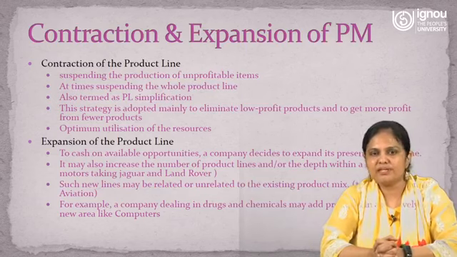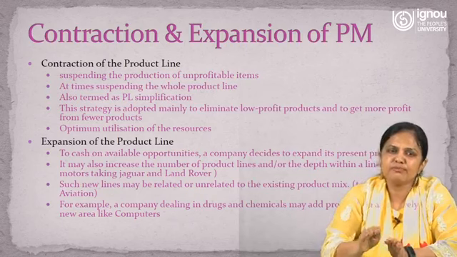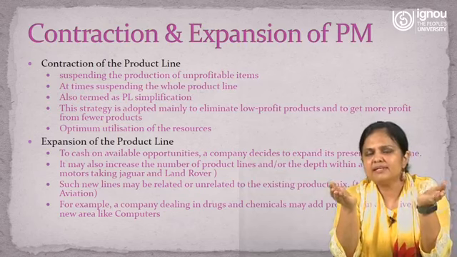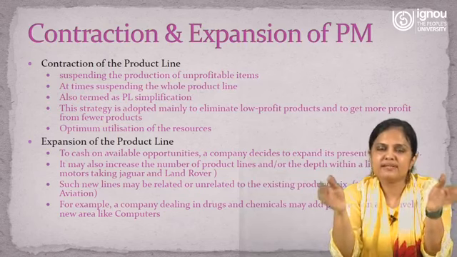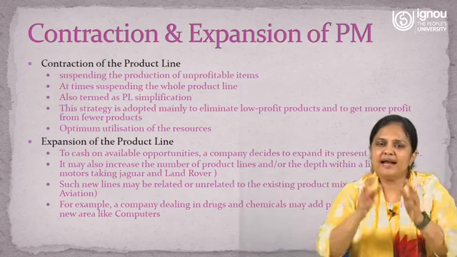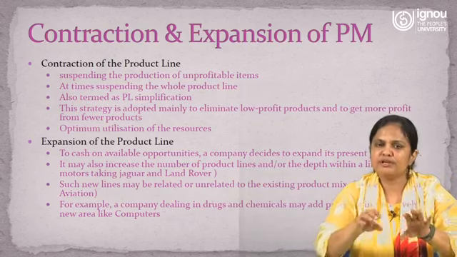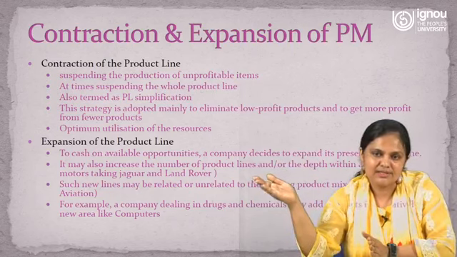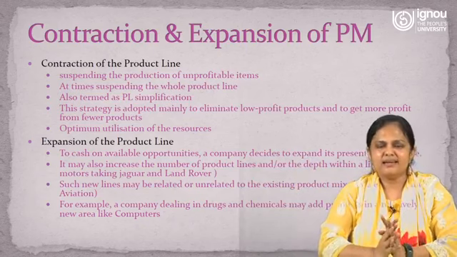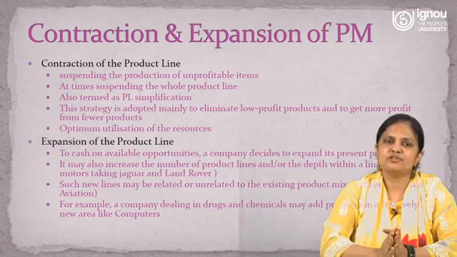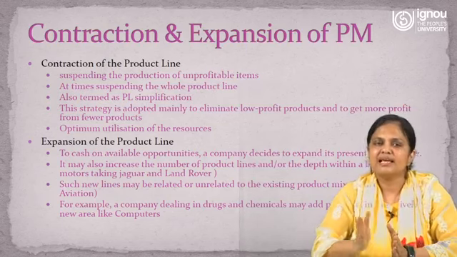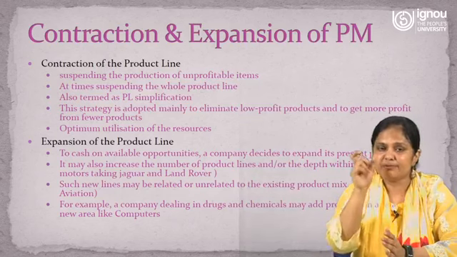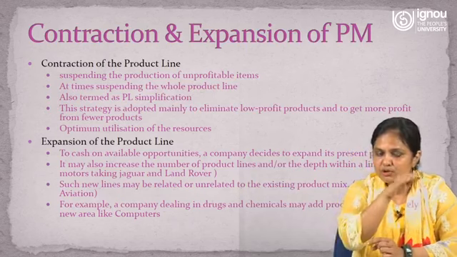This strategy is adopted mainly to eliminate low profit products and to get more profits from fewer products. Suppose there is a particular line of product which is not fetching you more profits, then in that particular case, the company may decide to suspend that product line and employ all the resources which the company was employing on that line on other products which are more profitable, just to maximize their profits, right? And sometimes the company wants to optimize, to make optimum utilization of the resources. In that case also, the company may go for contraction of product line or product mix.